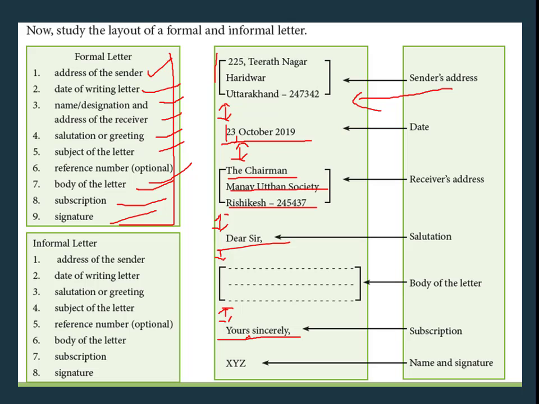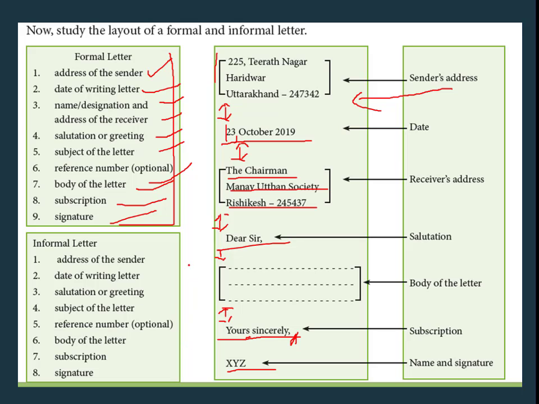S is there. Sometimes students write only your. So remember, especially when you are writing a formal letter, it should be yours sincerely, and a comma is also there. Remember this. And then you have to write down the name and signature. Whosoever is sending the letter, the name and signature is put there. So this is the layout and elements of a formal letter.